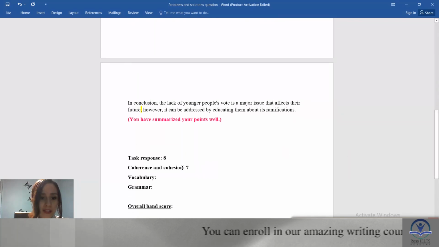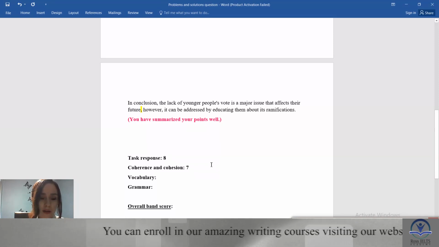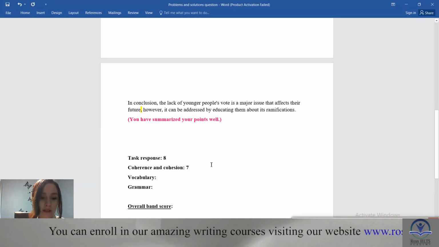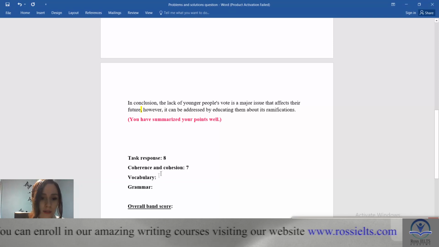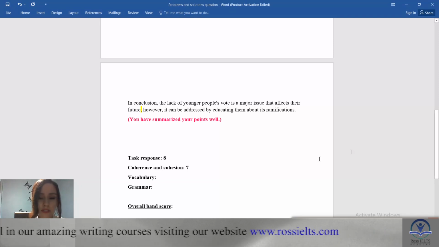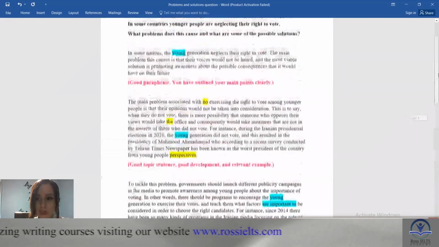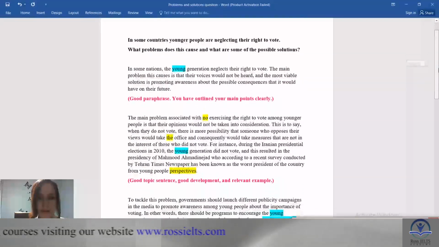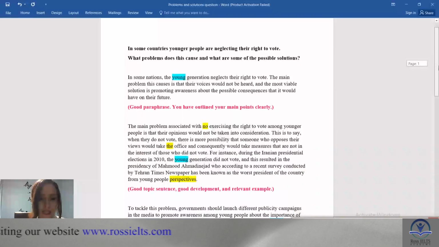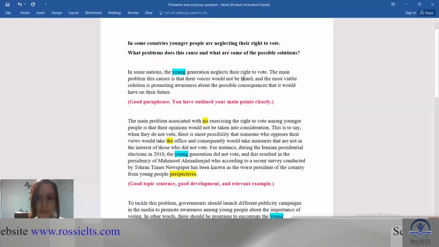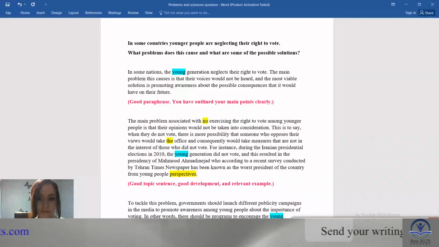Now let's talk about the third criteria here. Let's see how the candidate has written the text based on the lexical resource, the vocabulary. As you can see here, I have highlighted the vocabulary problems in blue, and now let's talk about these.